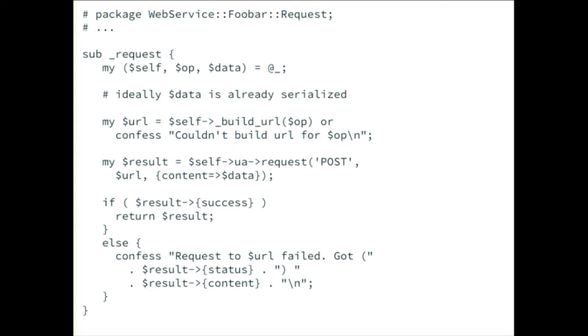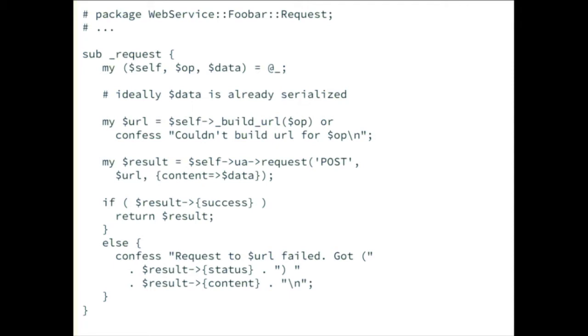Right, so I mentioned earlier I like to do confesses when I fail. So let's say that op is like an if then else type data structure. You get back the URL as a string, and if you don't get one, you say you couldn't build it, and confess that. And then down here, if the result is a success, then you go ahead and you just return the result. So the result comes back as a hash ref. Typically, it's going to have some sort of JSON string in it as its content.